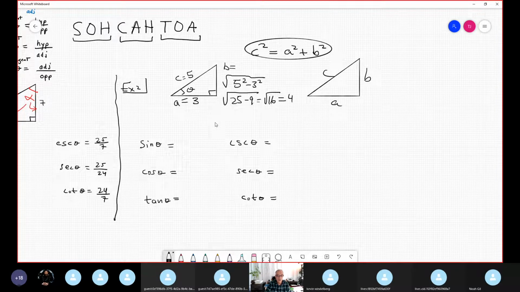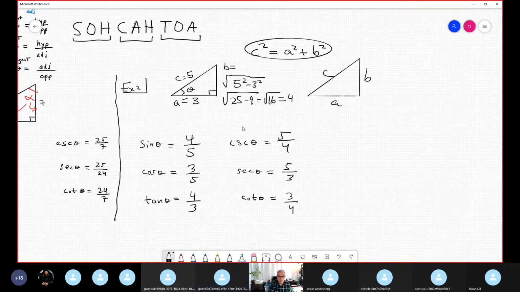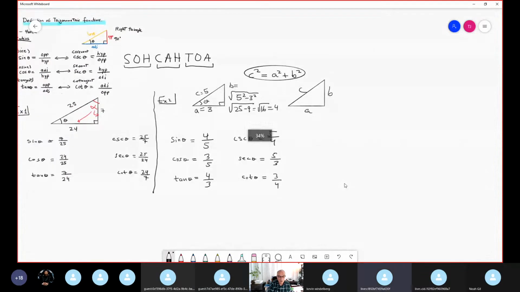So now sine is 4 over 5, opposite is 4, hypotenuse is 5. Cosine is 3 over 5, tangent is 4 over 3, cosecant is 5 over 4, secant is 5 over 3, and cotangent is 3 over 4. Boom. Final answer. Everyone follow me? Yes. Okay, this is the definition.